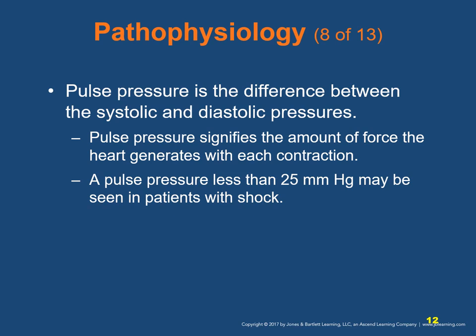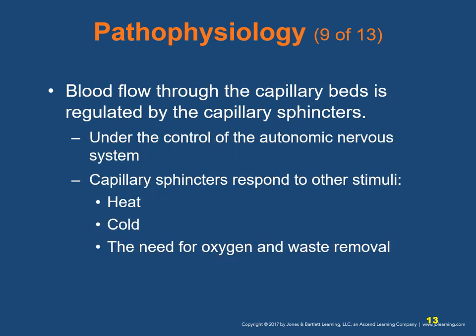Systolic pressure minus diastolic pressure equals pulse pressure. It signifies the amount of force the heart generates with each contraction. A pulse pressure less than 25 may be seen in patients with shock. Blood flow through the capillary beds is regulated by the capillary sphincters, circular muscular walls that constrict and dilate.